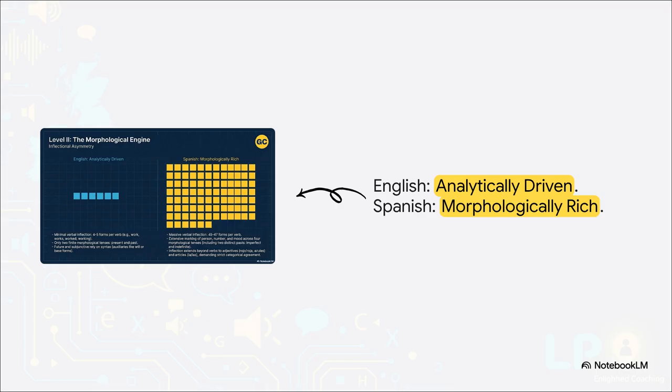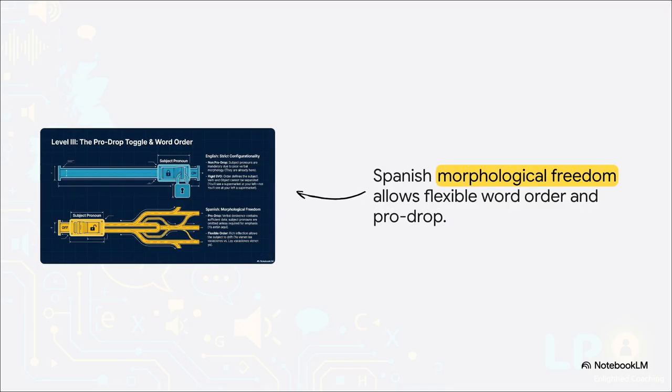A single Spanish verb can have over 45 different forms, and every single one is packed with information. Who did it, when they did it, even their attitude about it. And that incredibly powerful morphological engine has a direct effect on sentence structure. Because a Spanish verb like llegaron already tells you that they arrived, you don't even need the pronoun. This is called prodrop. This richness also means you can be way more flexible with word order.